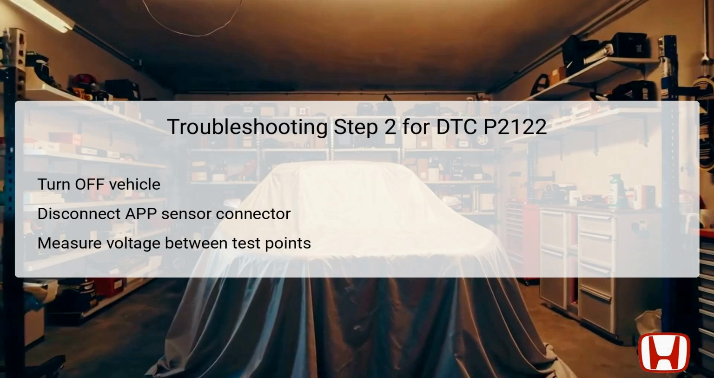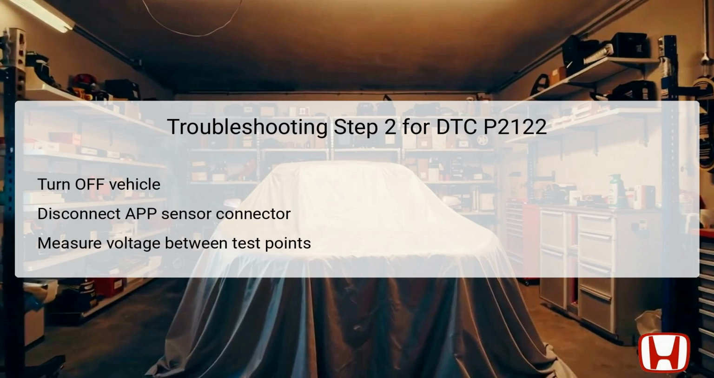For the second step, ensure that the vehicle is turned off before you proceed to disconnect the APP sensor 6P connector. This precaution helps prevent electrical shorting while you work. Once the connector is safely disconnected, turn the vehicle back to the on mode to conduct a voltage test. You will measure the voltage between pin number 4 and pin number 5 of the APP sensor 6P connector. Ideal conditions will show a voltage close to 5.0 volts.